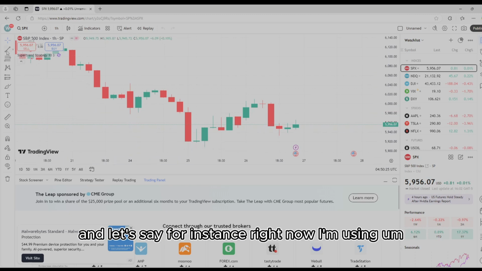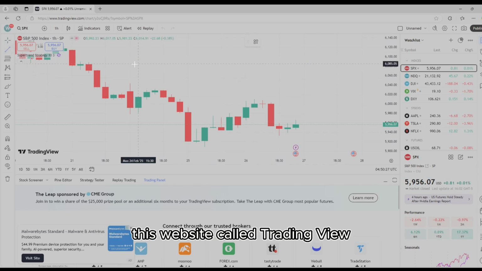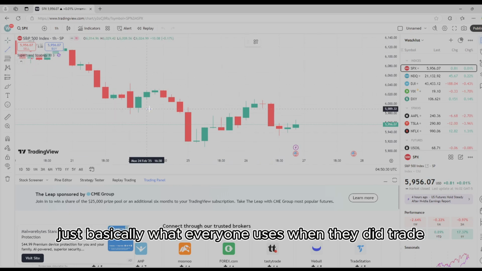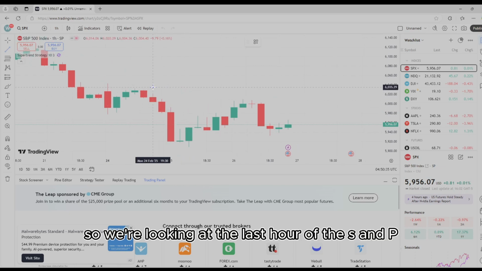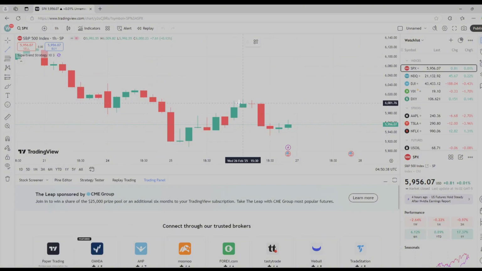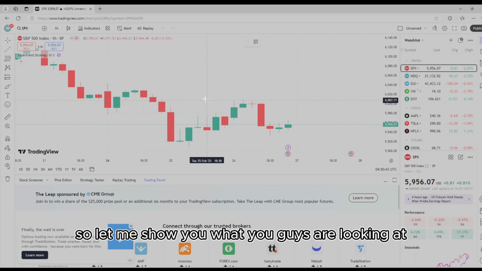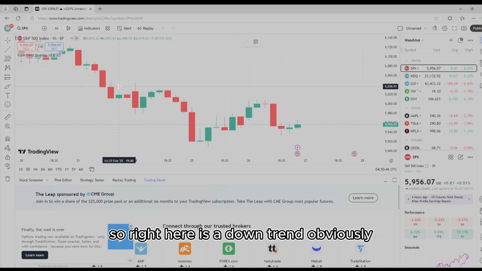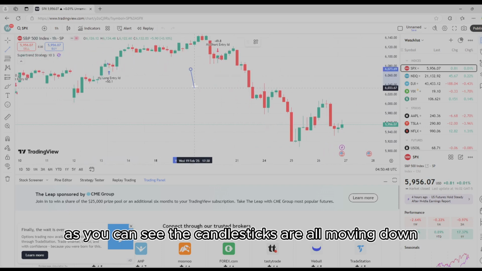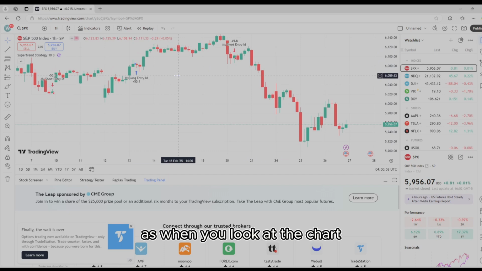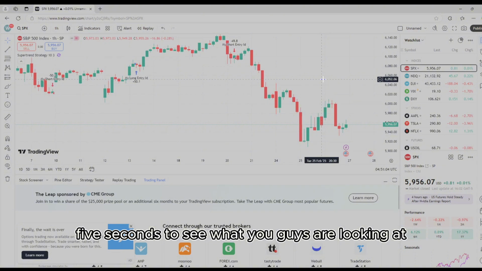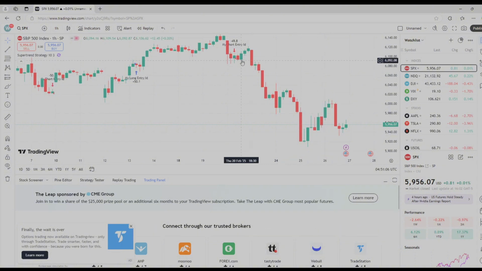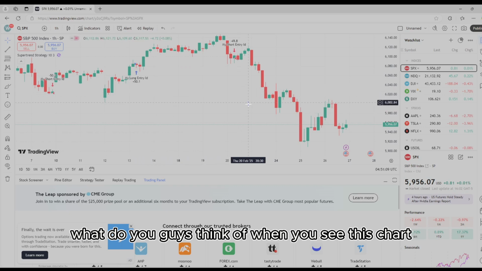Let's say, for instance, right now I'm using a website called TradingView. It's basically what everyone uses when they day trade, just to look at the market. So we're looking at the last hour of the S&P 500 before the market closed at 5 o'clock. So let me show you what you guys are looking at. Right here is a downtrend, obviously. As you can see, the candlesticks are all moving down. I'm going to give you guys 30 seconds. Actually, that's too long. 5 seconds to see what you're looking at. If you could explain it to me. What do you guys think of when you see this chart?